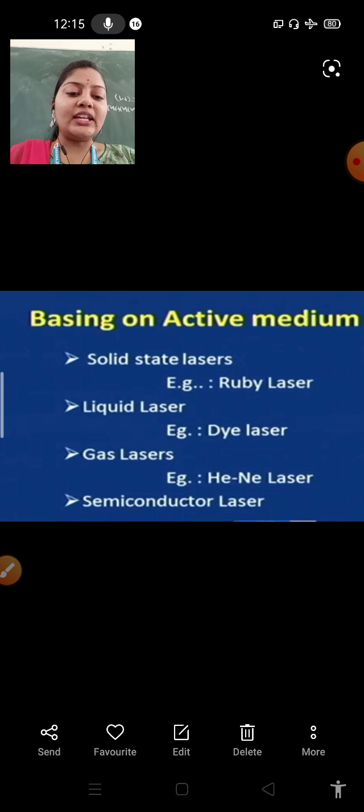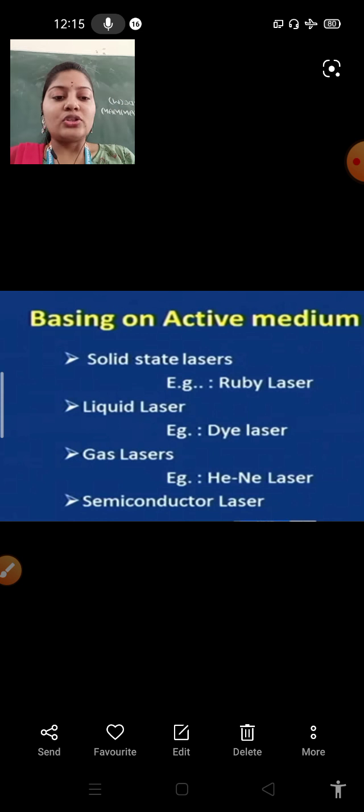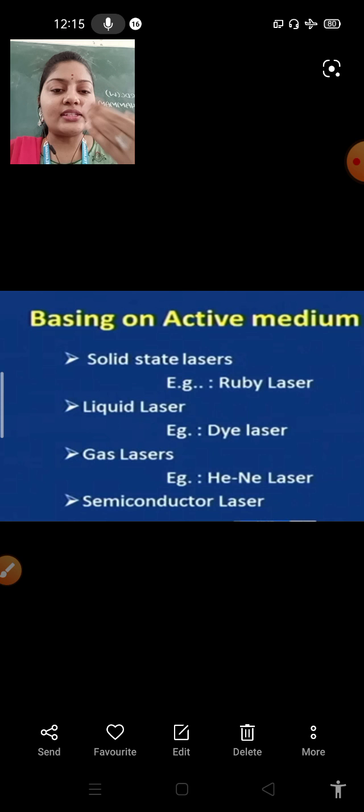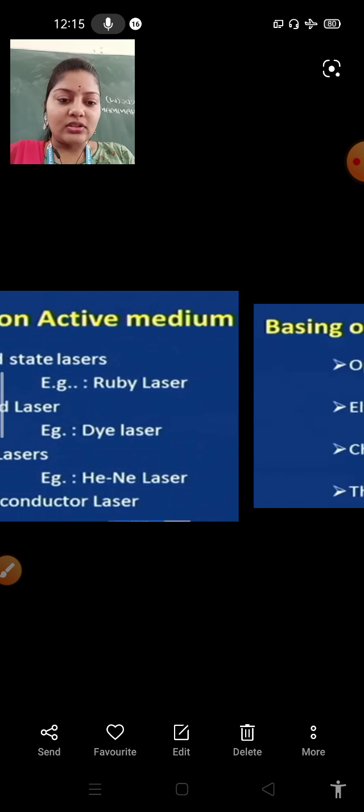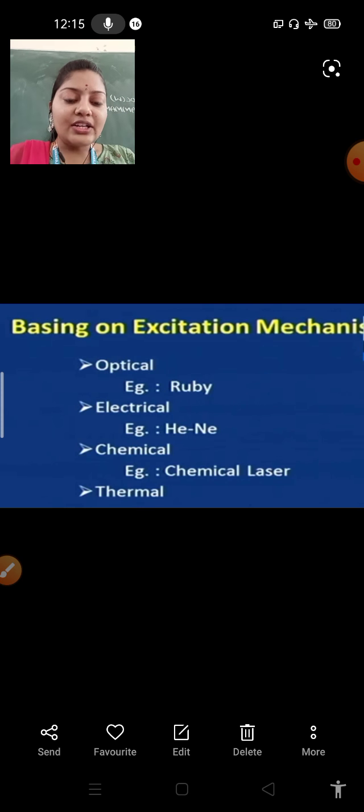And next, coming to the liquid laser. The best example for the liquid laser is the dye laser. Next, coming to the gaseous state laser, the best example is the helium neon laser. And next is the semiconductor laser. So basing on the active medium, we can classify the lasers like this: solid, liquid, gaseous state lasers, and semiconductor lasers.